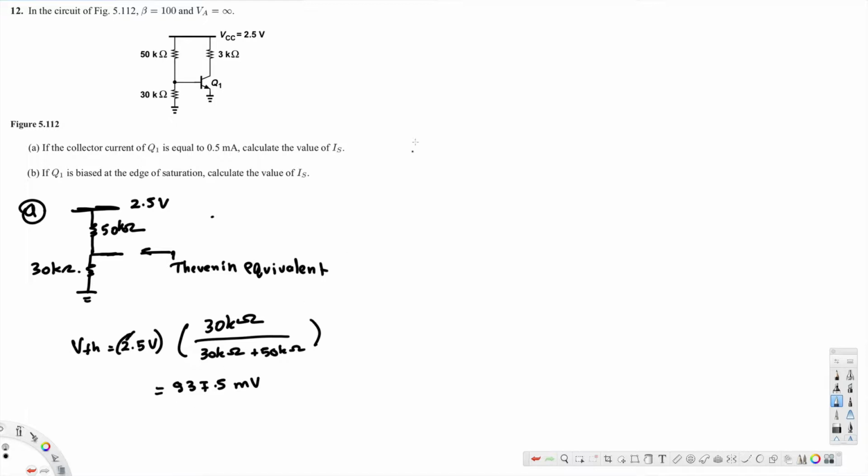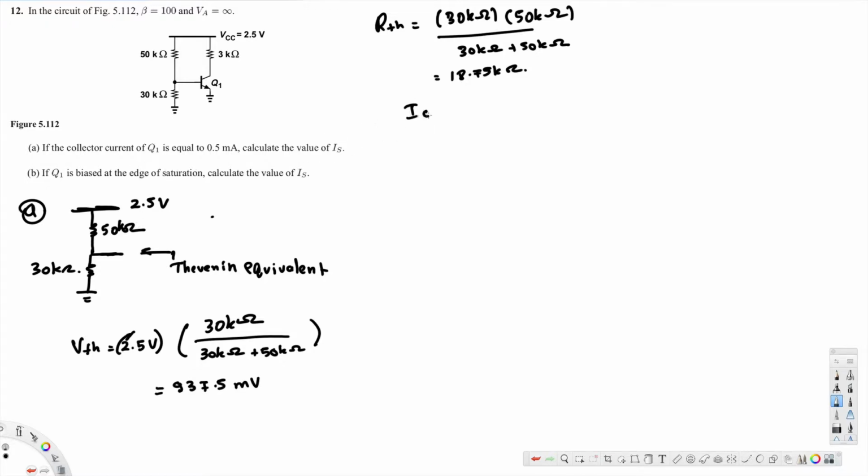Now the next thing is we are going to calculate the R Thevenin. R Thevenin is equal to multiplication over addition, product over sum: 30 kilo ohm multiplied by 50 kilo ohm divided by 30 kilo ohm plus 50 kilo ohm, and that gives us 18.75 kilo ohm. Now the base current is provided. Here we have the collector current provided, that is 0.5 milliampere.